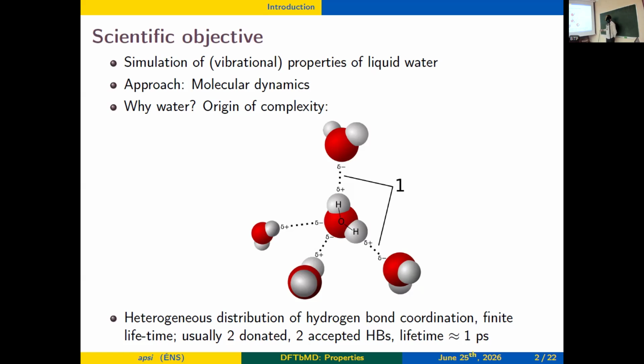And then in general, we have these hydrogen bonds. So we have two donated hydrogen bonds to the nearest neighbors, and then two accepted hydrogen bonds from the nearest neighbors. These are the motif also in ice, the crystalline ice. So these are about liquid water.